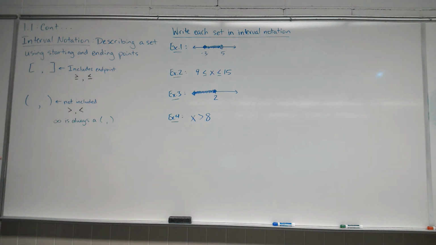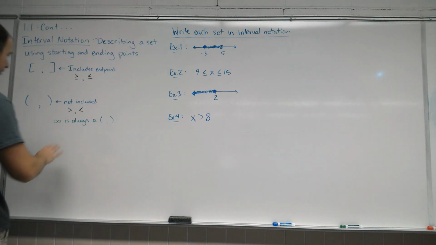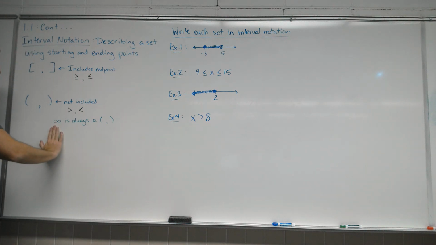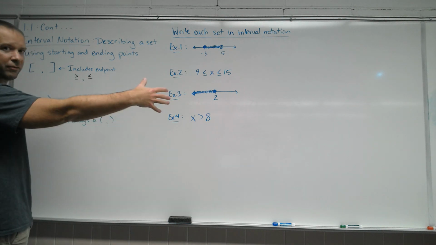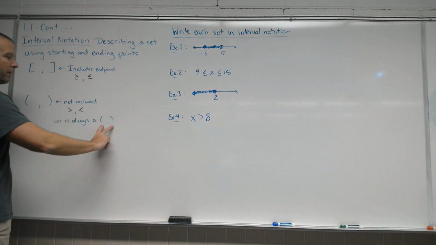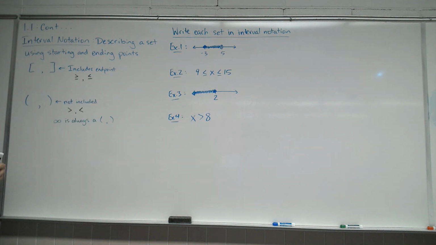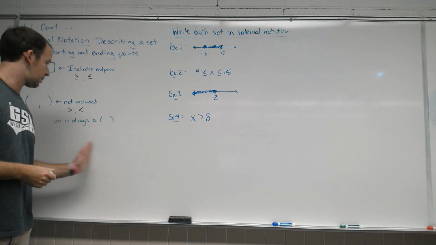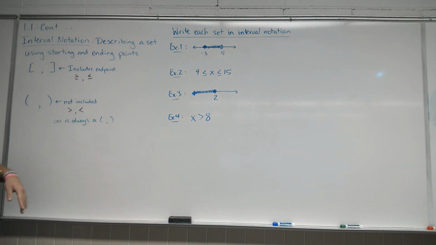Okay, and then the one minor point, actually it's pretty big, but just a point to kind of dig out of it. If it's an infinity situation, so if the numbers just keep going for forever, okay, that's always a parenthesis on whichever side the infinity is on. Okay, so if the list keeps going forever, you're always going to use a parenthesis because infinity is not an actual number, so that number is not actually included.